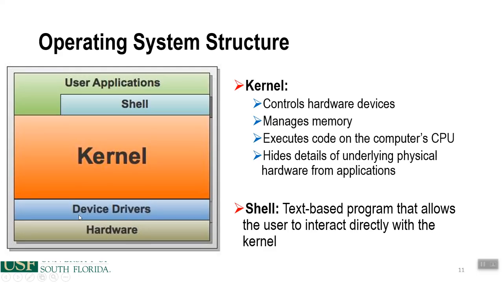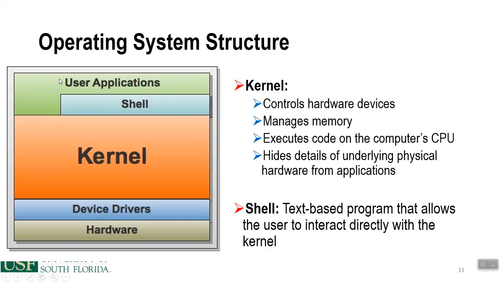So if you can remember pre-Windows 8 days, before the drivers were installed automatically, the drivers you often had to install. So for example, a printer driver, and the driver allows you to have that piece of hardware communicate with software. The kernel controls all the hardware devices. It manages the memory, and executes the code on the computer CPU, and it hides the underlying physical hardware from the applications. So it's really the layer in between the user applications and the driver/hardware.